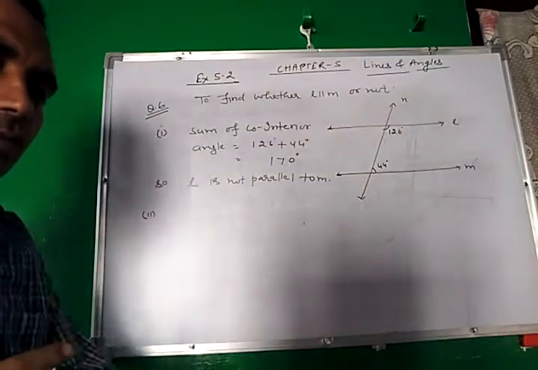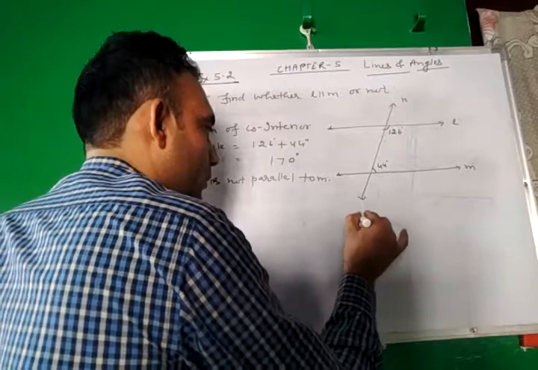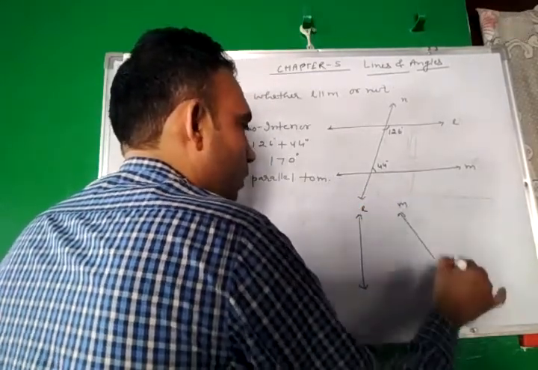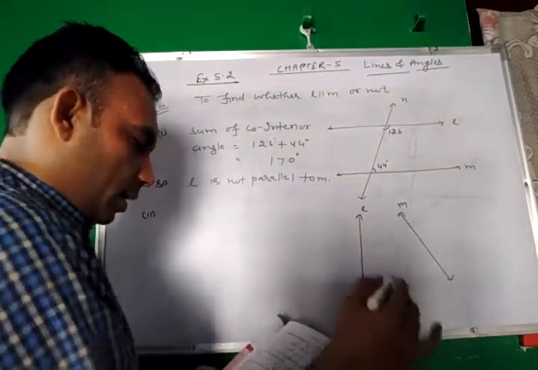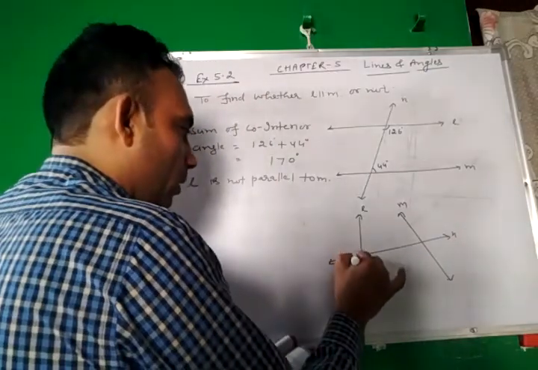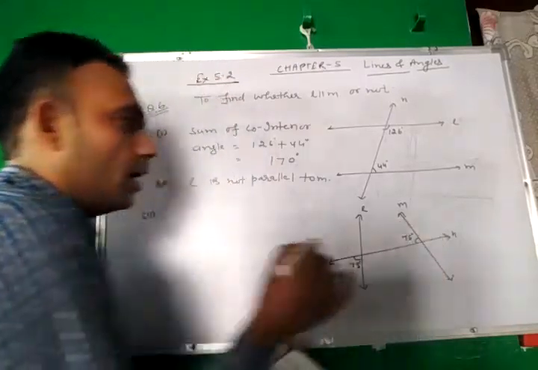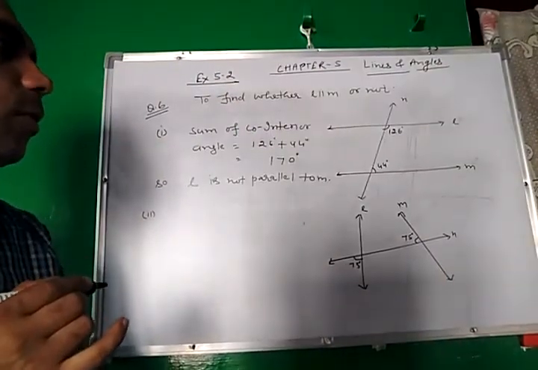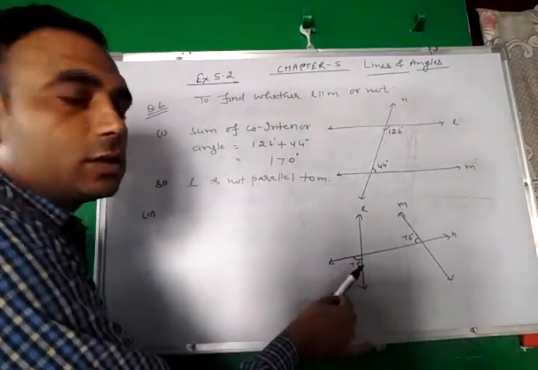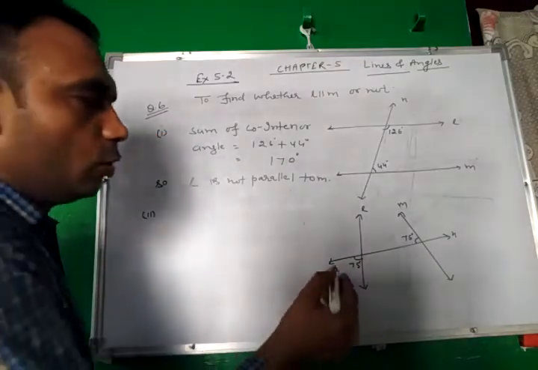In the second part, what is given? This is L, this is M, and this is the transversal N. This angle is 75 degrees and this angle is 75 degrees. Now we will use a property. Which property? Corresponding angles. But these are not the corresponding angles. First we will find either this angle or this angle by the property of linear pair.